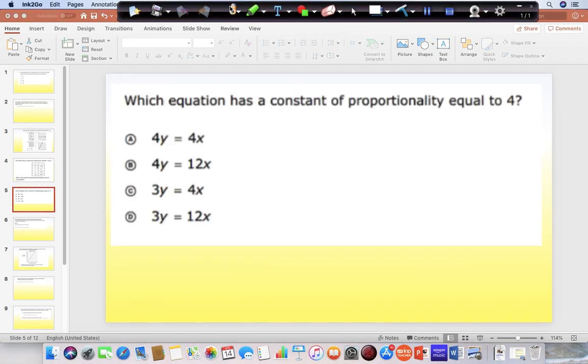Okay, which equation has the constant of proportionality equal to 4? I'm going to do each one of these. I'll start with A. So if we've got 4y equals 4x, we want y by itself so we can see if it has a constant of proportionality of 4. So I'm going to divide both sides by 4, and y is equal to 4 divided by 4, which is 1, times x. So A is not correct because we want the number in front of x to be 4, not 1. We want it to equal 4.